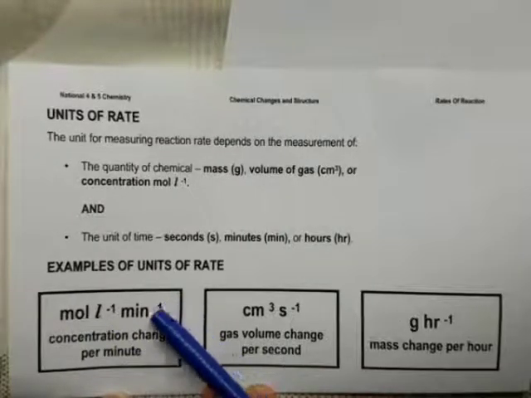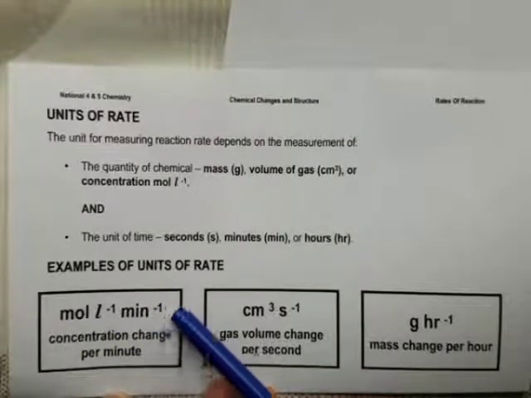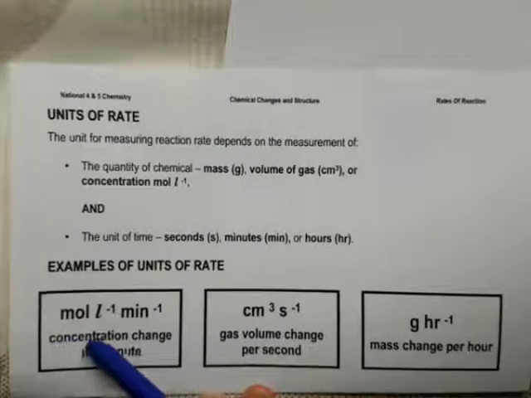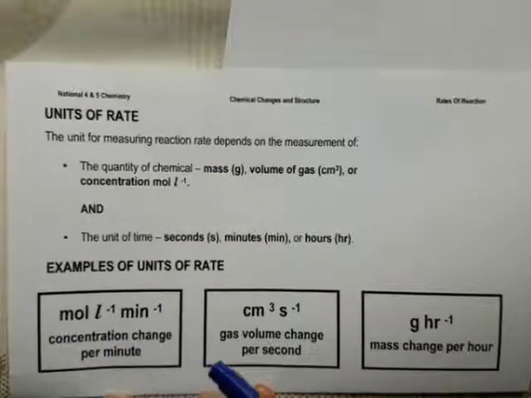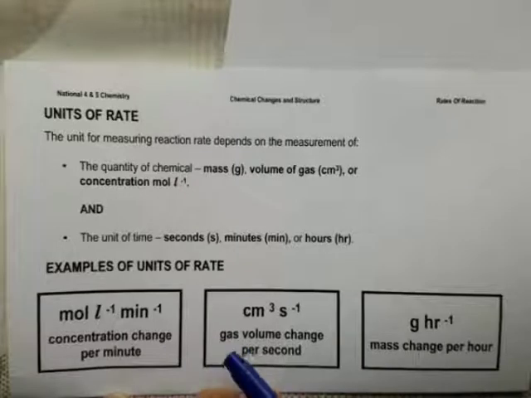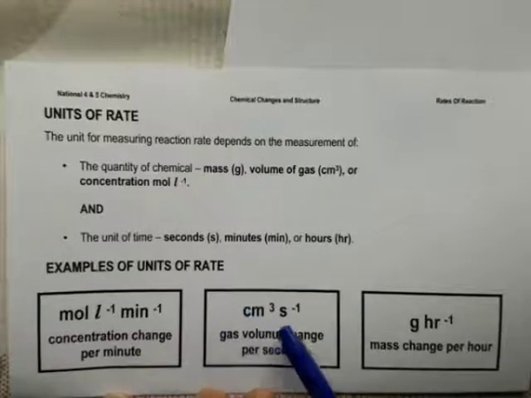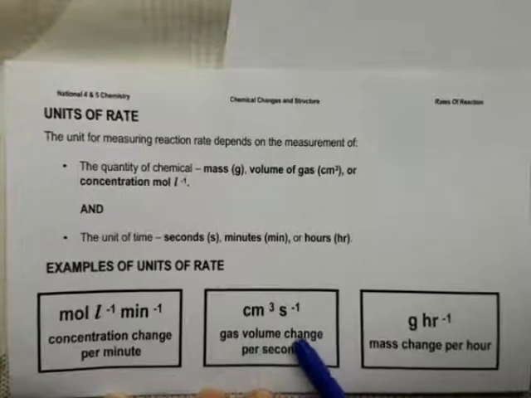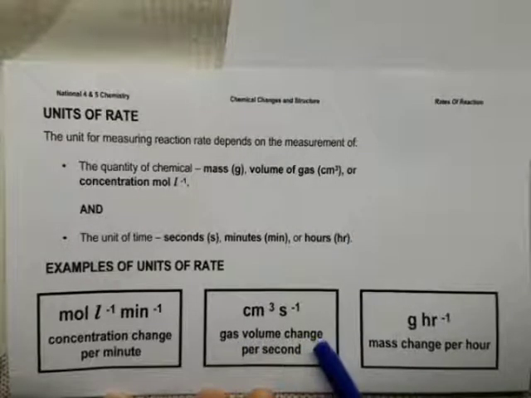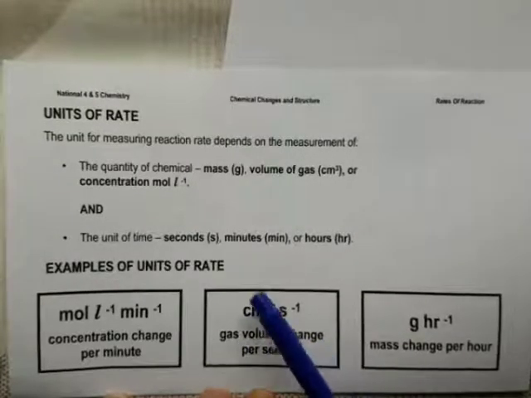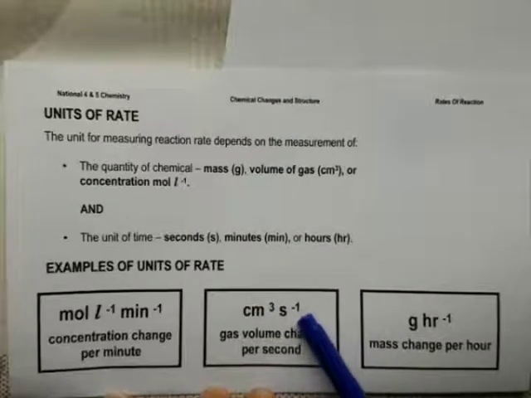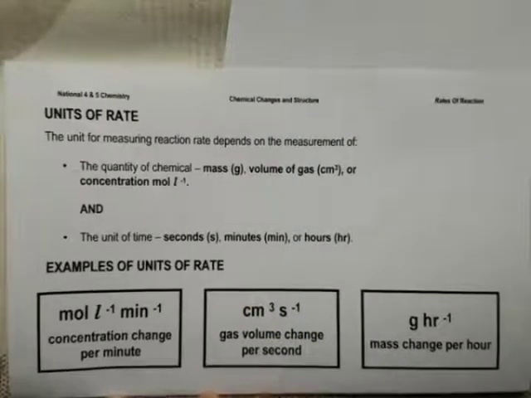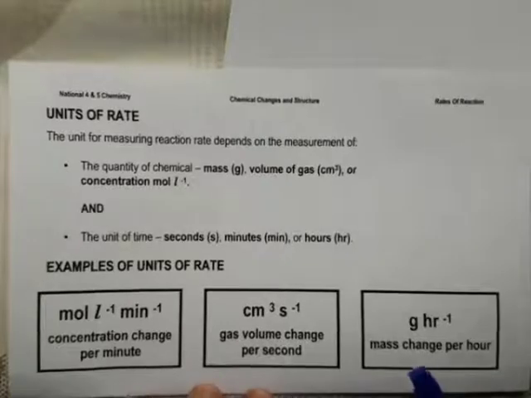Like I say, it might be useful just to think of the -1 as meaning per. And that's the concentration change per minute. Another example of rate which we could have would be centimetres cubed per second, and that would be an example of the units which would be used if we were measuring the gas volume change per second. So that's centimetres cubed per second. Again, the minus one just means per.